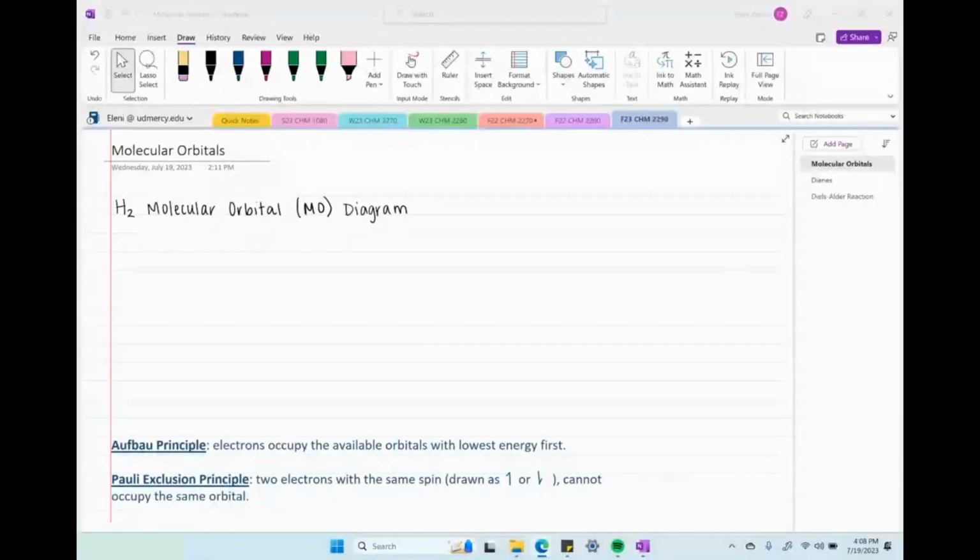Hi everybody, welcome to this video about molecular orbitals. So we'll talk about molecular orbital diagrams, and this is content that's covered in Organic Chemistry 1, but it will be helpful to have a refresher here.